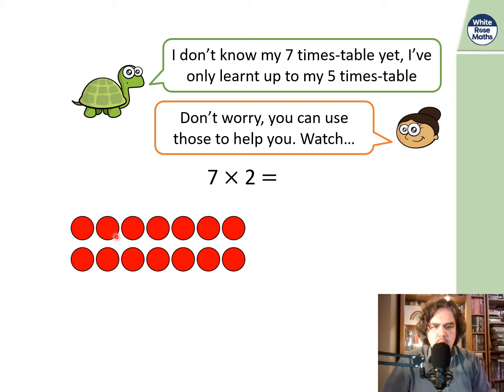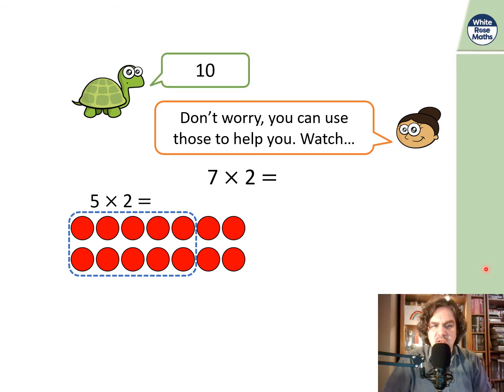Here are 1, 2, 3, 4, 5, 6, 7, 2 lots of 7. 2 lots of 7 are made up of 2 lots of 5, and 5 times 2 is 10, and 2 lots of 2. And 2 times 2 is 4. So what we've done here is partitioned the calculation. So we've got 2 parts of the calculation.